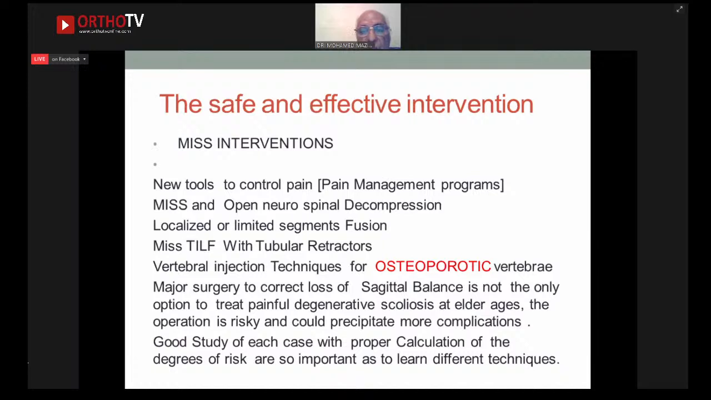The operation is risky and could precipitate more complications. Good study of each case with proper calculation of the degrees of risk is so important, to learn different techniques.